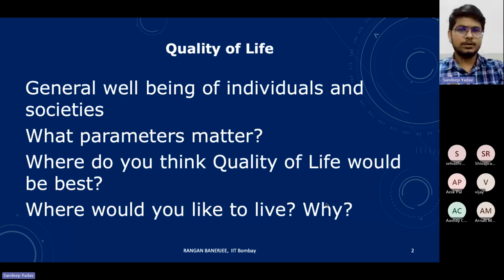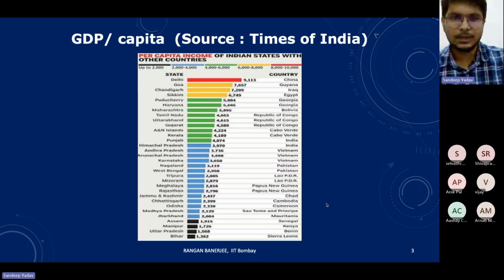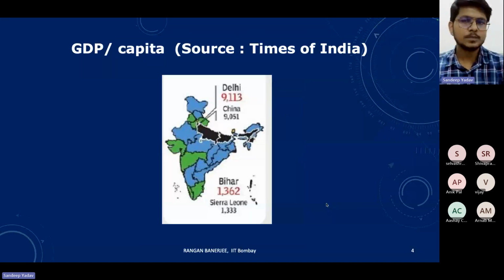So I'm just giving you what are the things like quality of life. Generally, quality of life depends on the various parameters that we see. These are the parameters like GDP per capita or purchasing power parity.